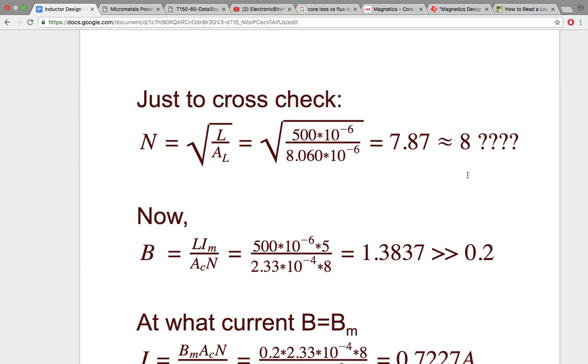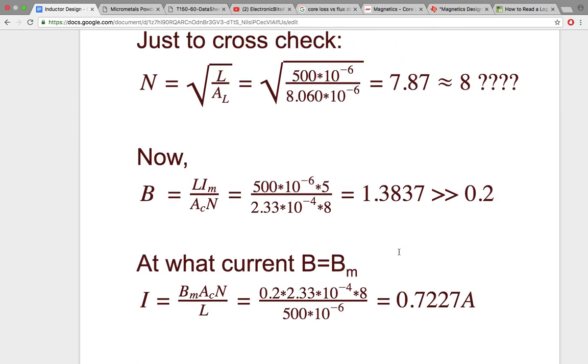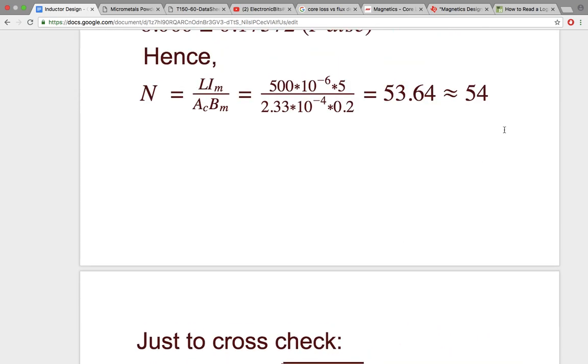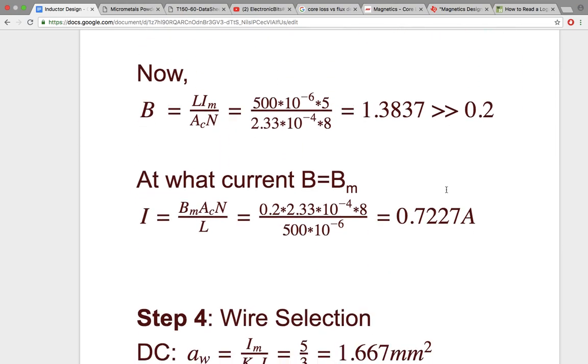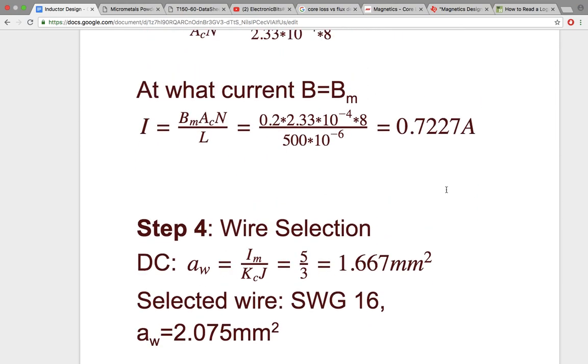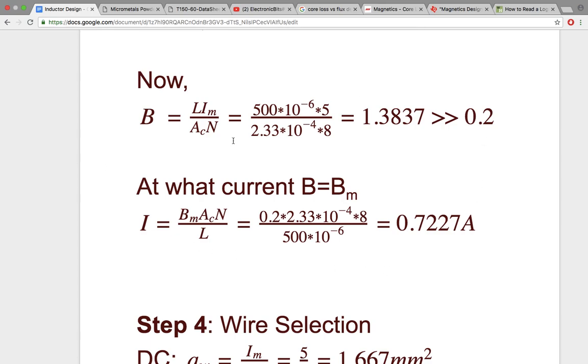It would be really good if we had 8 turns and could meet the current and flux density requirement, but they are not met. So we have to provide 54 turns, with a suitable air gap to get the correct reluctance of the material. This is just to give you an idea of what can happen if you don't take care of the proper design.